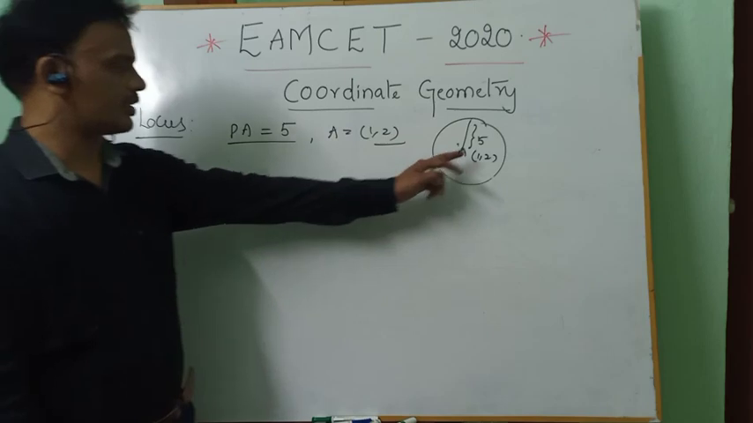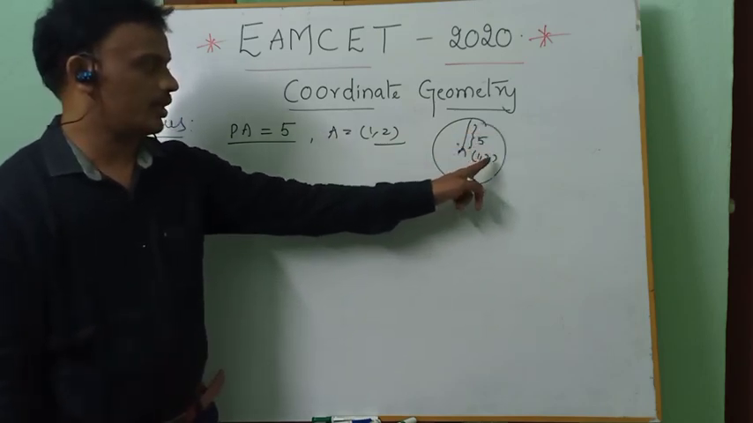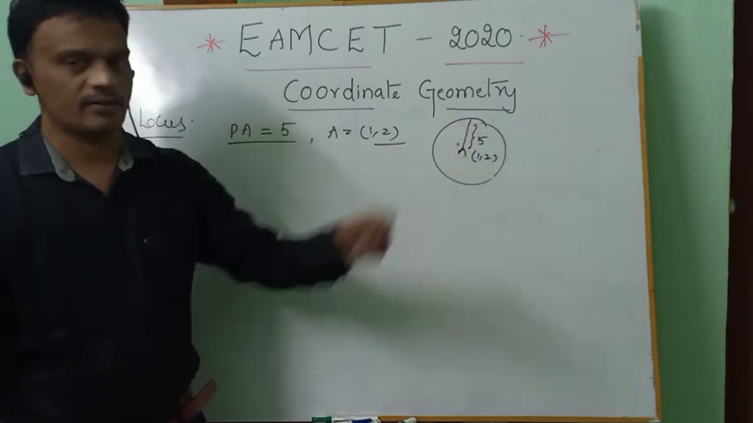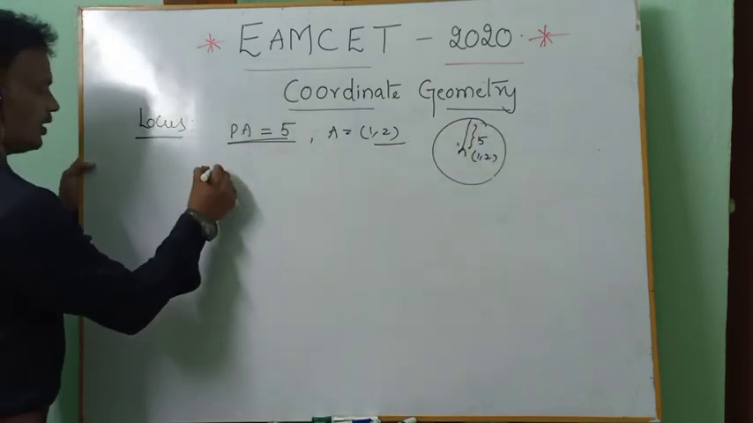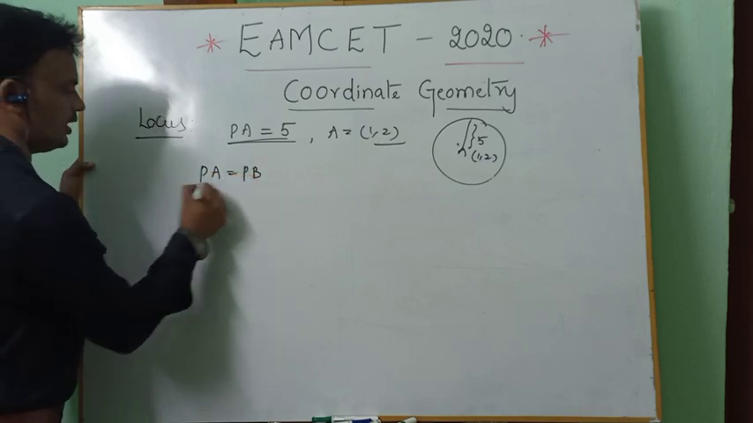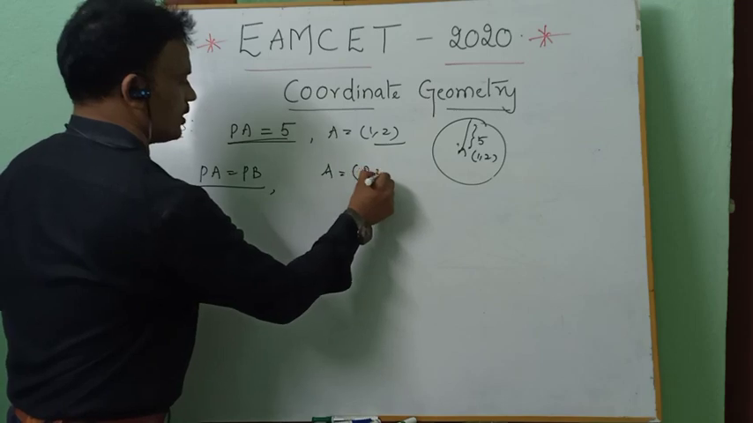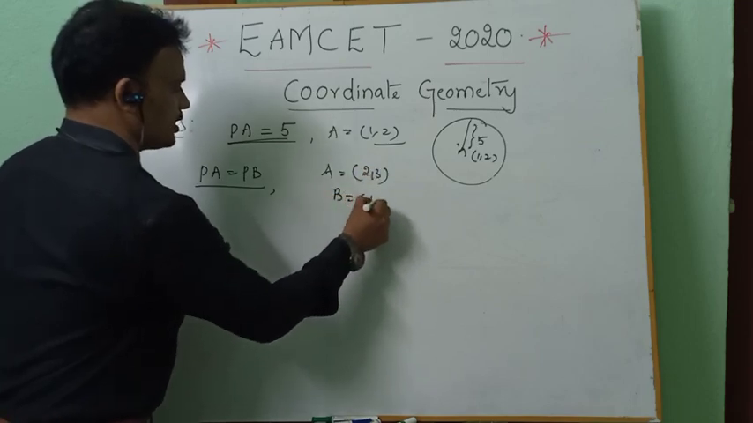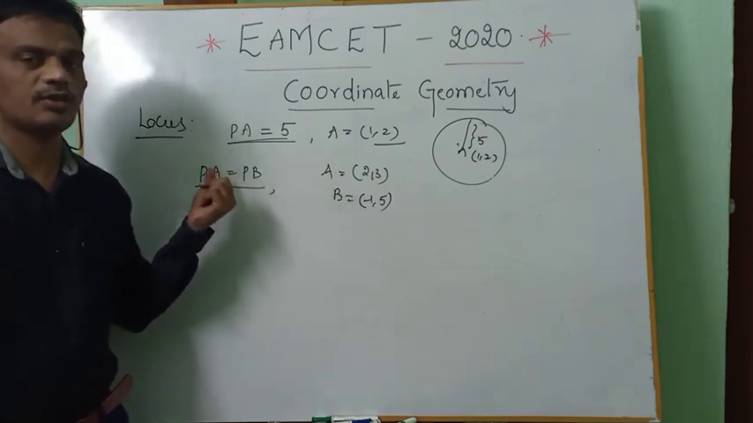I think you know how to write the circle equation, with center and radius: (x minus 1) whole square plus (y minus 2) whole square equals 5 square. And one more condition. What is the locus of P which is equidistant from the two given points, A (2, 3) and B (minus 1, 5)?